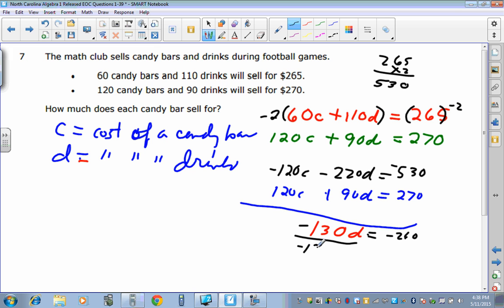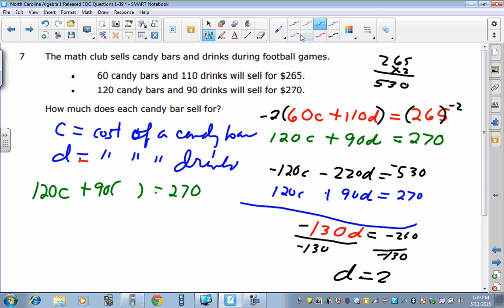Divide both sides by -130. And that tells you that D is 2. So they're selling drinks for $2 a piece. Let's find out candy bars now. Okay, what you do is you go back to one of the original equations, whichever one looks the easiest for you. I think I'm going to go with the green one. So 120 candy bars plus 90 drinks is $2.70, but we just found out they're selling those drinks for $2 each.